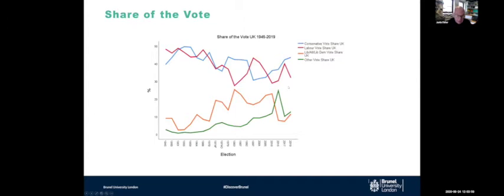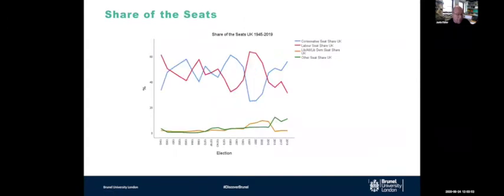So let's then look at the share of the seats. Now here we see that there's a difference between the two. There has been some minor decline in the share of the seats won by the Conservative and the Labour parties, and there has been an increase in the share of the seats won by the Liberal Democrats up until the mid-2000s, and then other parties since then. But the rate of change has been rather less, and that's a very, very important point to remember.